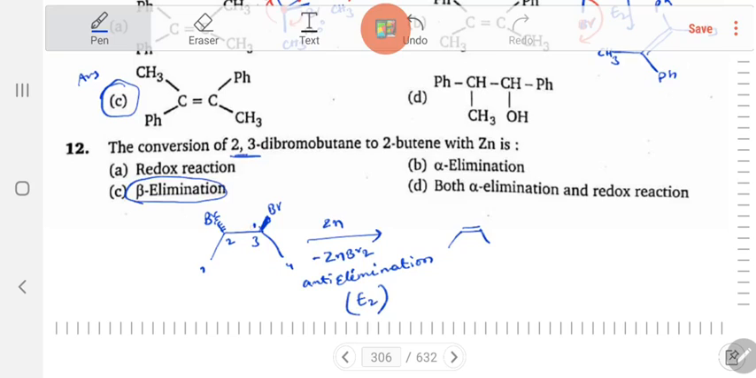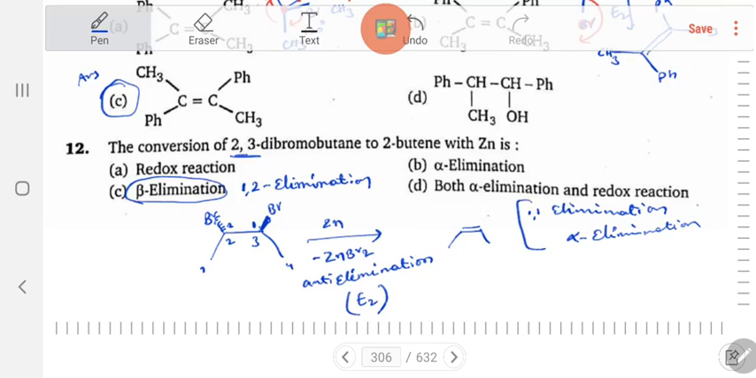1,2 elimination. If a bromine is lost from this position and another bromine is lost from the next carbon, we call it 1,2 elimination. So it is nothing but beta elimination. Beta elimination we also call 1,2 elimination. If it is 1,1 elimination, then it is called alpha elimination. Right. Next.